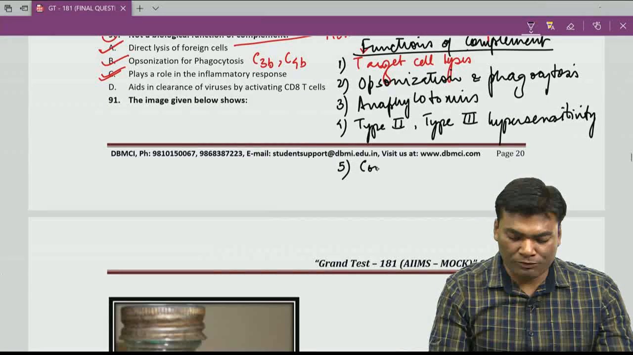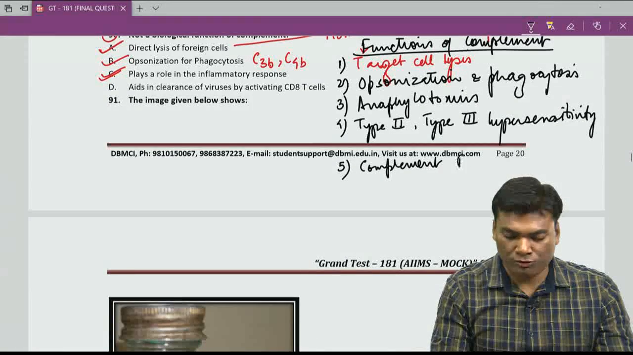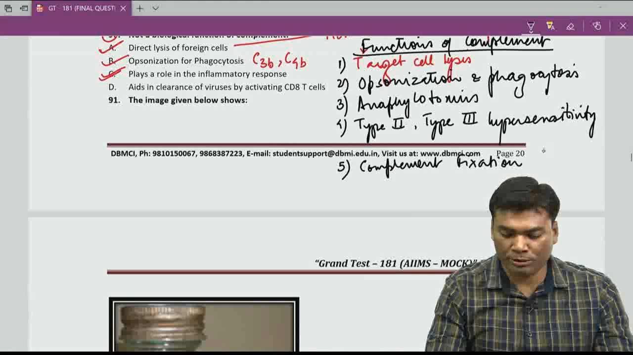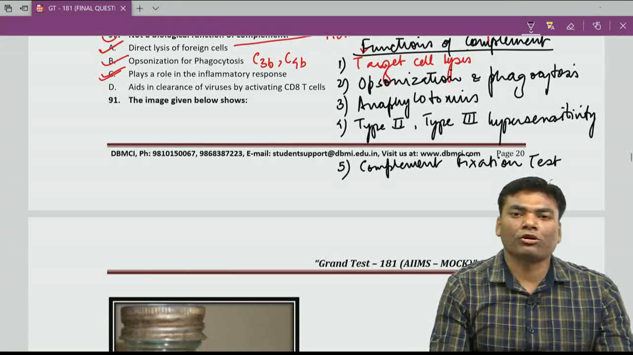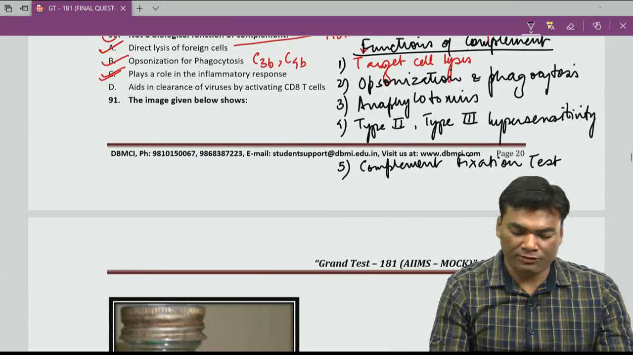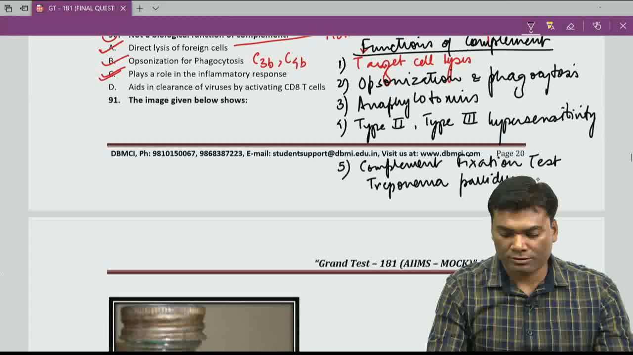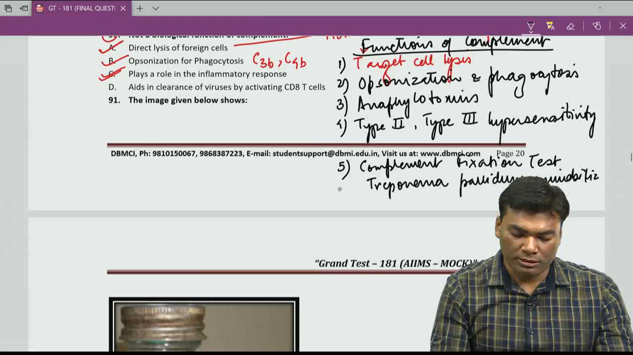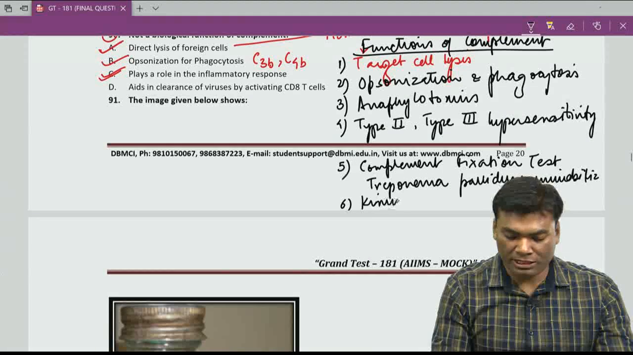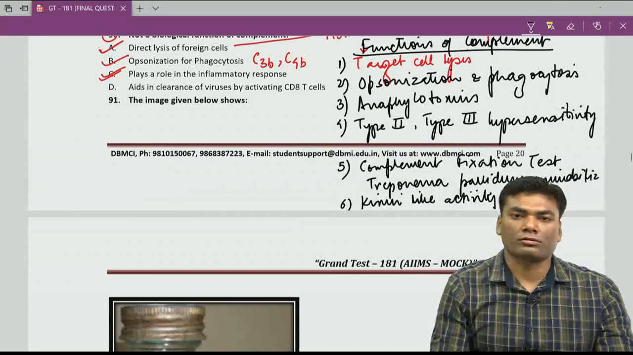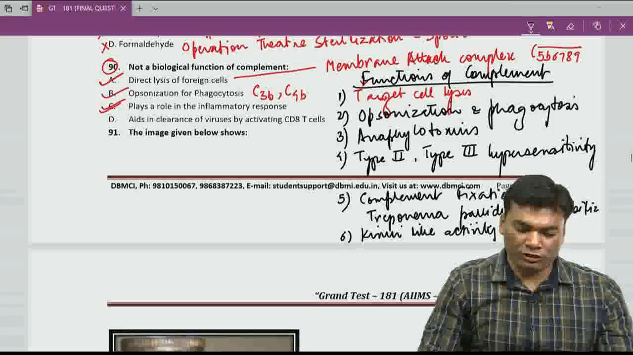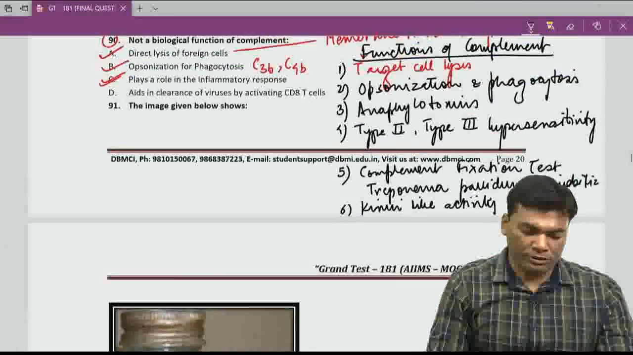Then the complement fixation test. So we have got so many complement fixation tests. For example, Wassermann complement fixation test for syphilis, right. Then we have got Treponema pallidum immobilization, that is also a type of complement fixation test. So it is important there as well, right. Then it has also got a kinine like activity. Okay. So these are the functions of complement. This you should know, and questions can be asked on this.